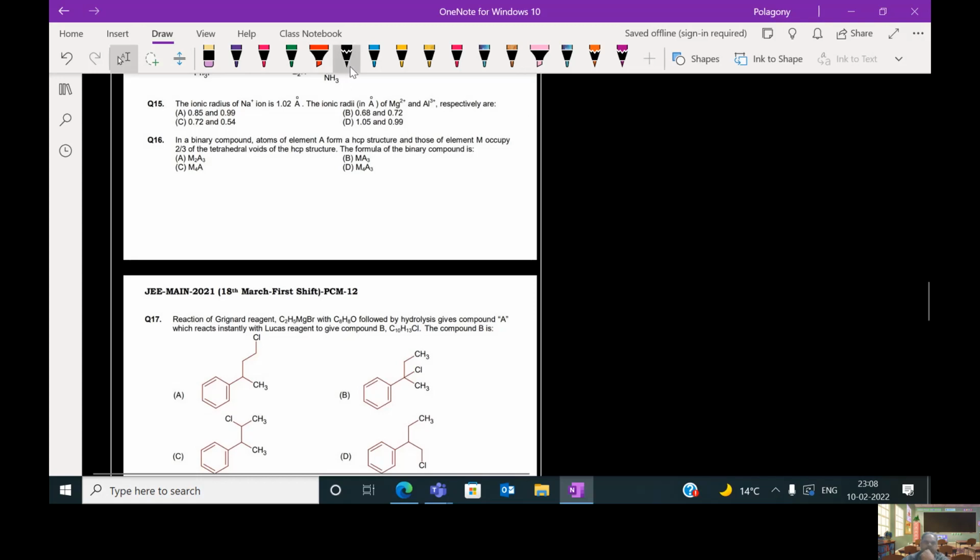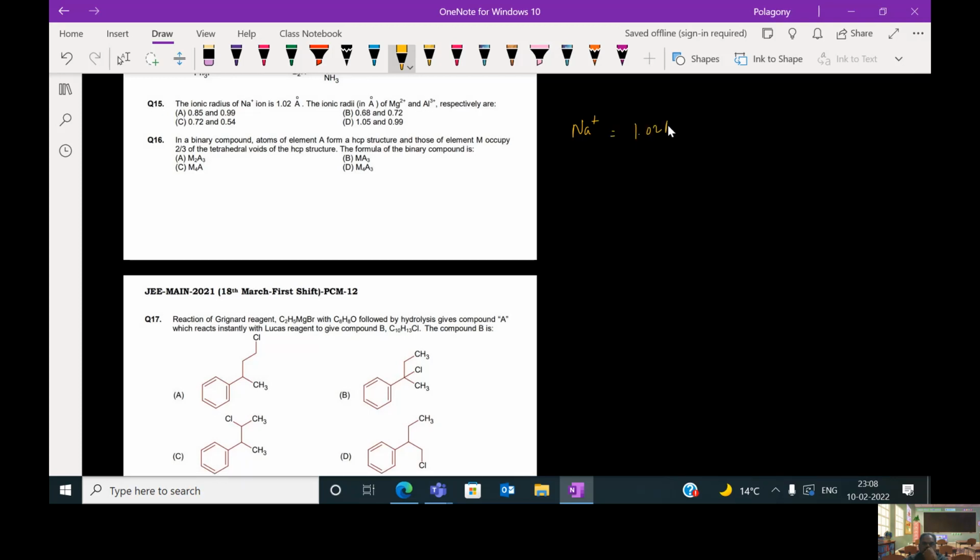Now the 15th question: the ionic radius of sodium is 1.02 angstroms. The ionic radii of magnesium and aluminium respectively are... So the ionic radius of sodium is given as 1.02 angstroms, whereas what will the ionic radius of magnesium plus 2 be, and aluminum?